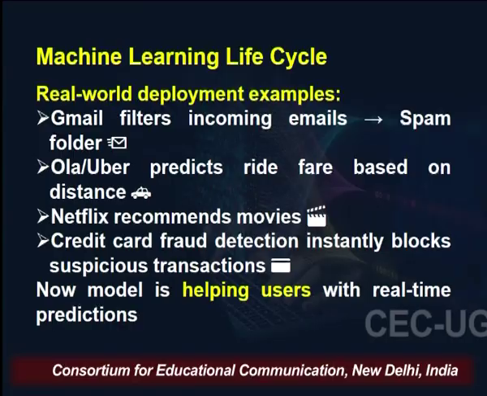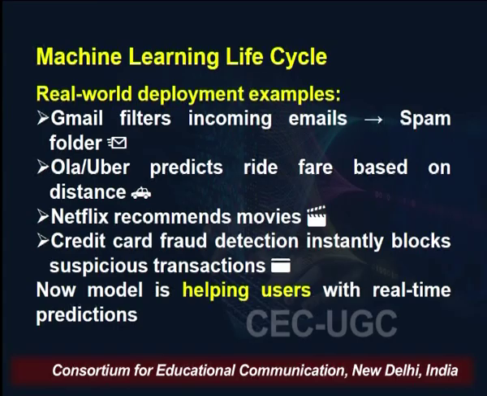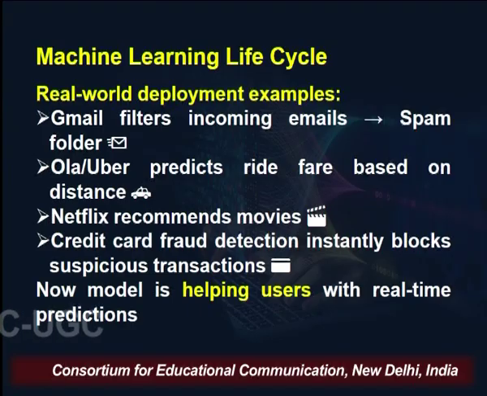So, if we talk about the entire machine learning life cycle, there can be real world deployment examples. For example, Gmail filters incoming emails, as you have seen indicated in the email box itself; Uber predicts the right fare based on distances; Netflix recommends movies, right. So, you are integrating these models, or actually these functions, into the real world where they are to be used. Now the model is helping users with real-time predictions, and that is exactly the entire purpose behind the scenes, right.